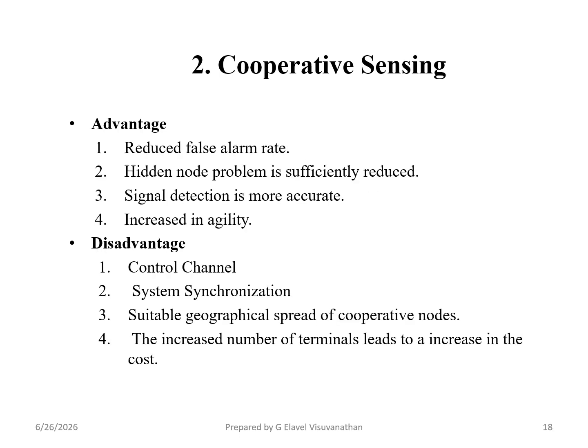The advantage is that it reduces false alarms. Next, the hidden node problem is sufficiently reduced. Signal strength is more accurate and reliability increases. Now the disadvantages: control channel, system synchronization, and suitability for a geographical spread of cooperative nodes. An increased number of terminals leads to an increase in error. So these are the disadvantages of cooperative sensing.